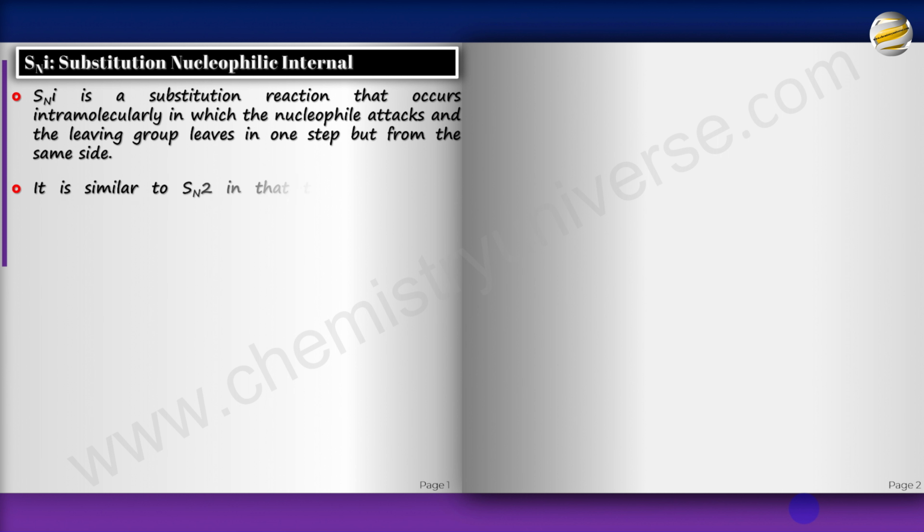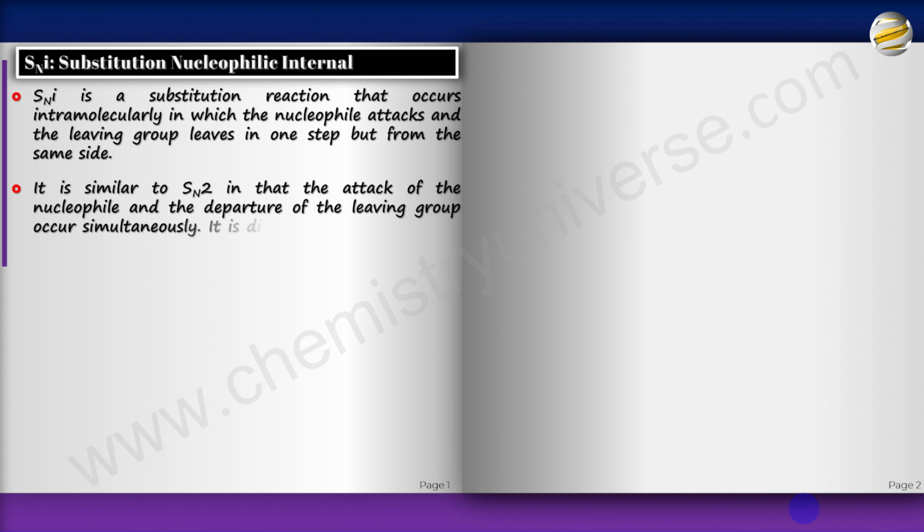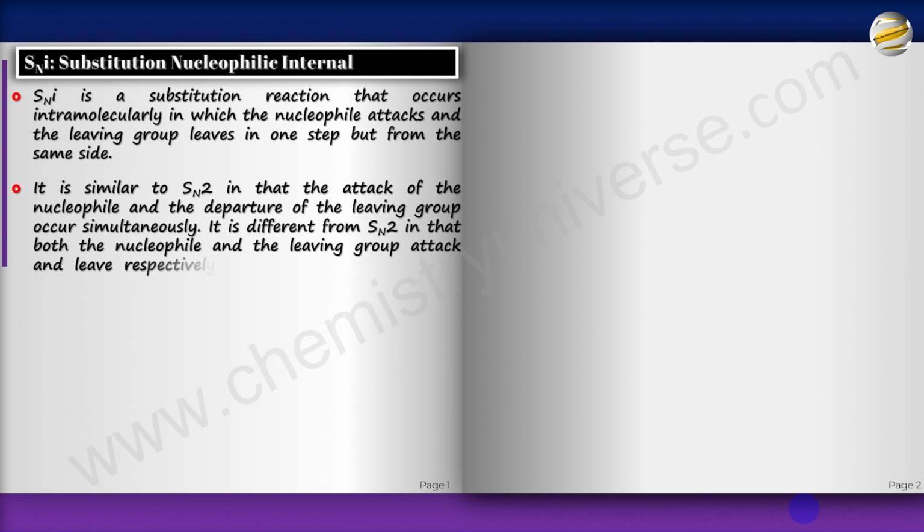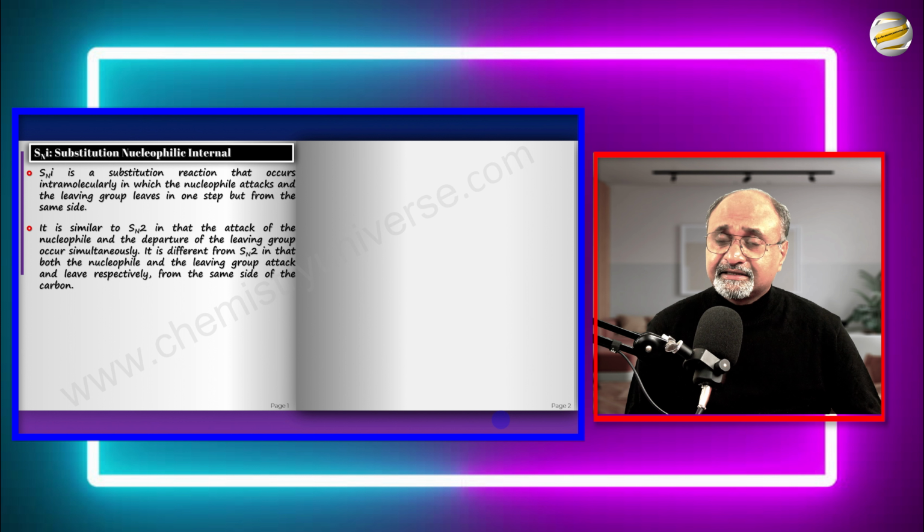It is similar to SN2 in that the attack of the nucleophile and the departure of the leaving group occurs simultaneously, and it is different from SN2 in that both the nucleophile and the leaving group attack and leave respectively from the same side of the carbon. As I said, this is the key. They are from the same side.